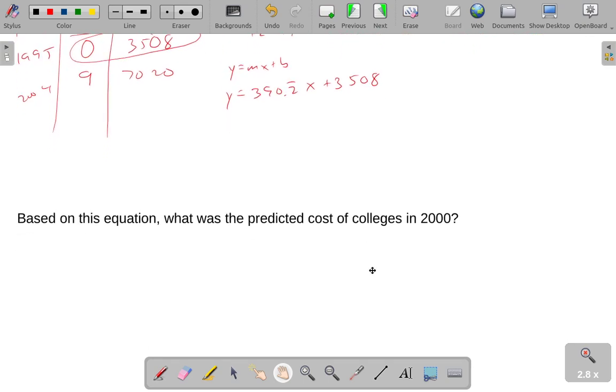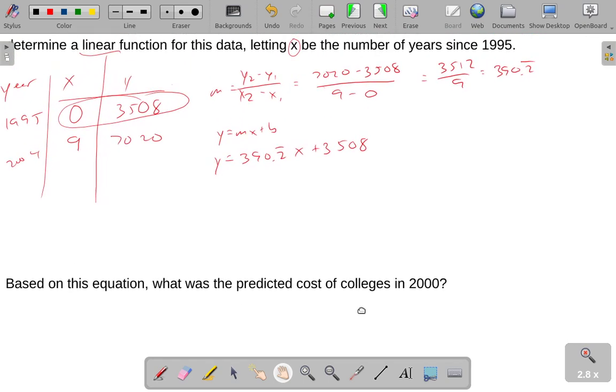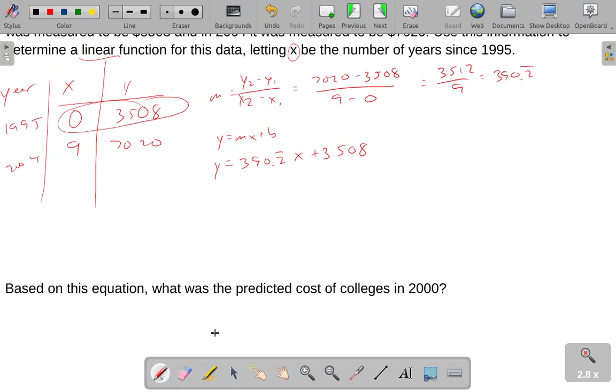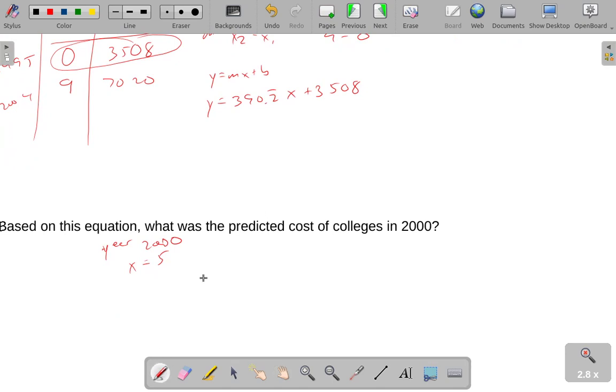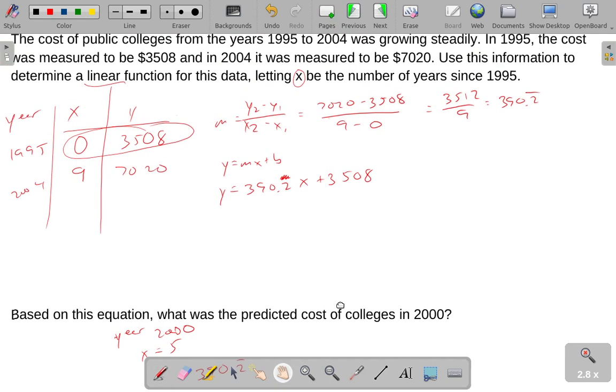Based on this equation, what was the predicted cost of colleges in 2000? All right, so in 2000, don't just go plugging 2000 in for x, because remember, x is not the year. x is the number of years since 1995. x would be 5 in this case. So in the year 2000, x equals 5. We get 390.2 repeating. If I recall correctly, in the book or in the homework, I think they might just round this off to 390.2.